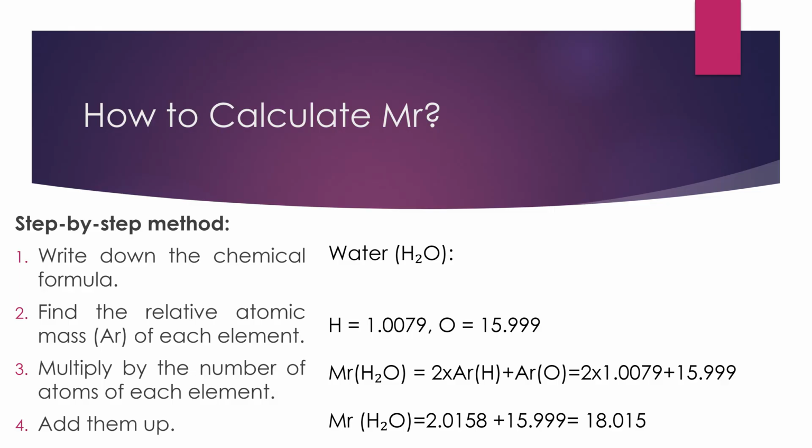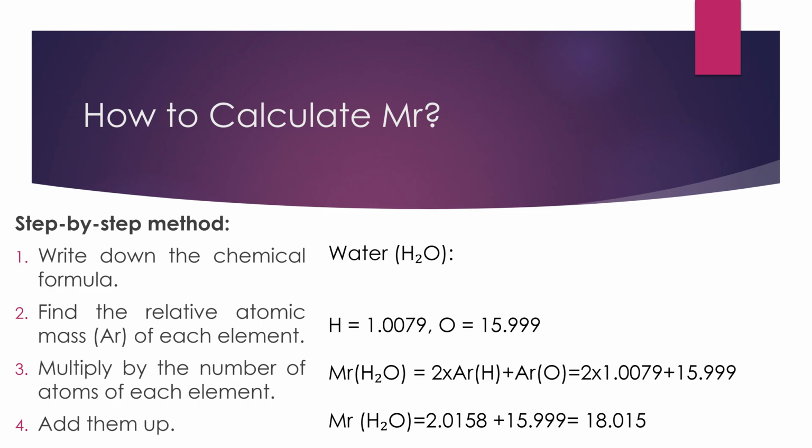For hydrogen, if you check the periodic table, you will find 1.0079, which is the relative atomic mass of hydrogen. For oxygen, you will find that the relative atomic mass is 15.999. When you have all this information, you put everything into the formula. So Mr, the symbol for relative molecular mass, then H2O in brackets so you know which molecule you are calculating for, and then 2 times Ar of H, because the molecule of water is made of 2 hydrogen atoms and 1 oxygen atom.